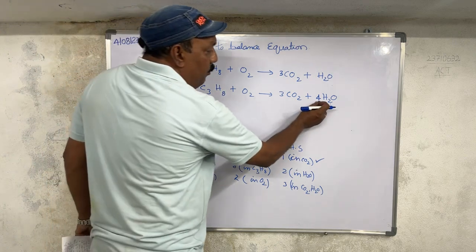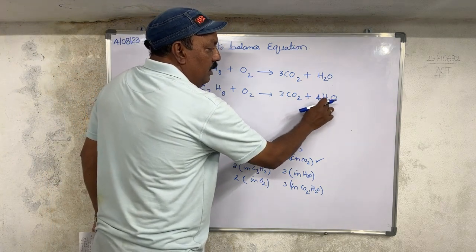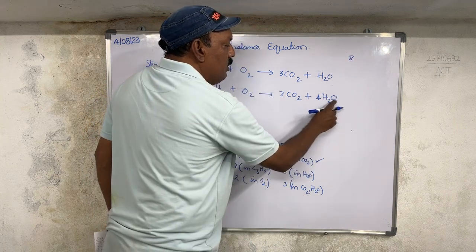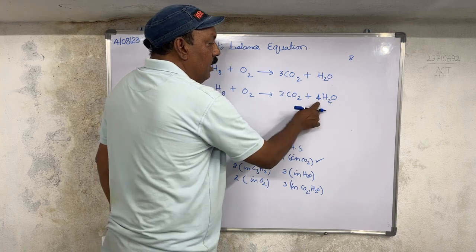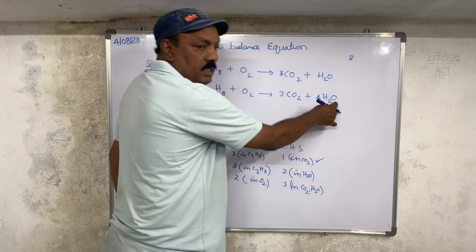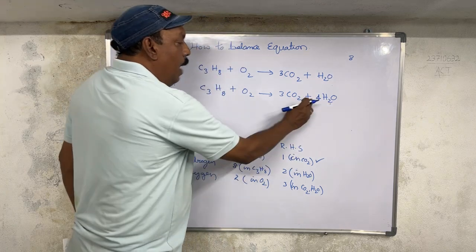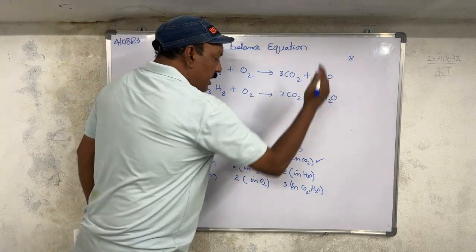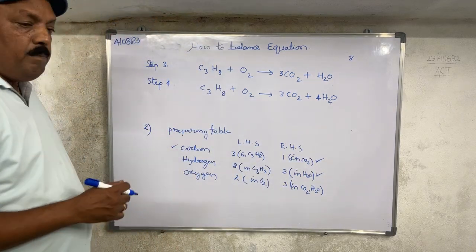The coefficient 4 multiplying with the 2, in this case how many hydrogens are there? 8 hydrogens. How many oxygens are there here? This 4 is common not only for hydrogen but also oxygen. Here how many oxygens are there? 4 oxygens, 8 hydrogens are there. So after keeping the 4 here, 8 hydrogens, here also 8 hydrogens. Now hydrogen also balanced in step number 4.